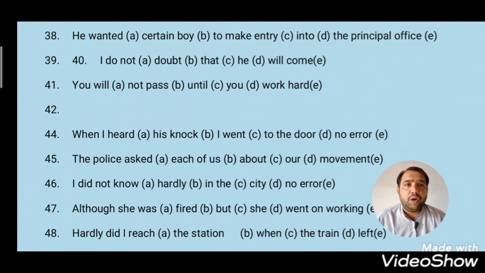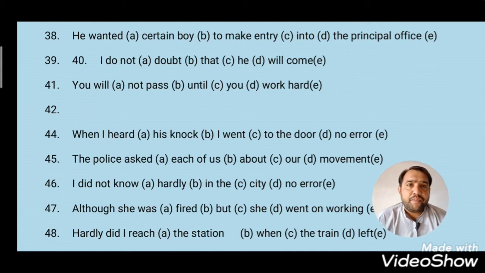So here we should say he wanted a certain boy. But when we are going to use a plural noun, here we should just use certain, not a certain. Here we have used a singular noun, so here we have to add an article before the word certain. So here it becomes he wanted a certain boy. But when we are going to use boys, here the article a must be removed. But when we are going to use the plural noun boys, we should say he wanted certain boys.